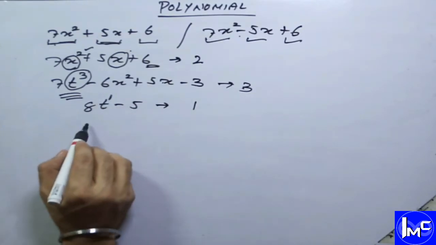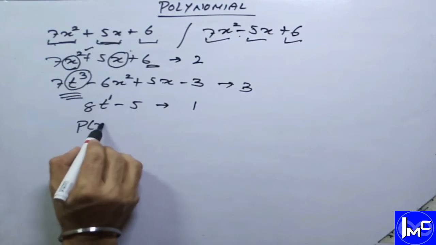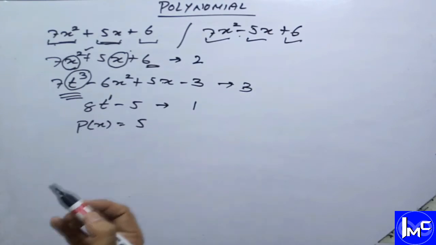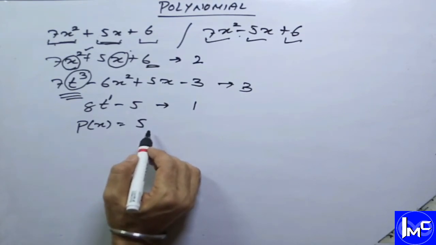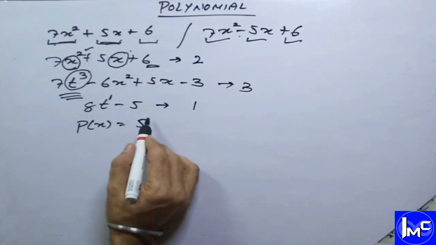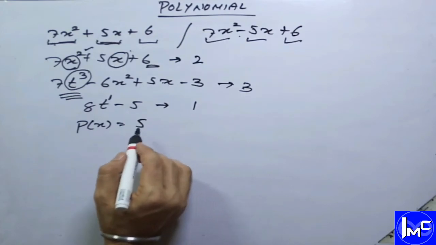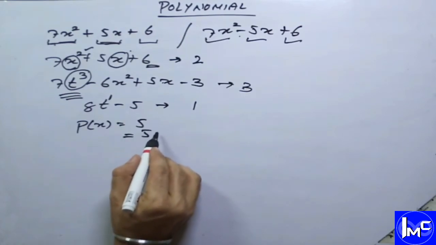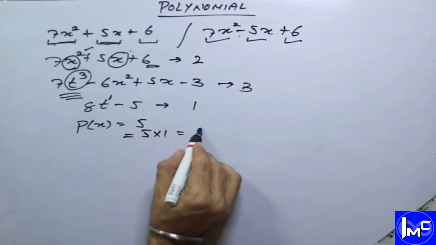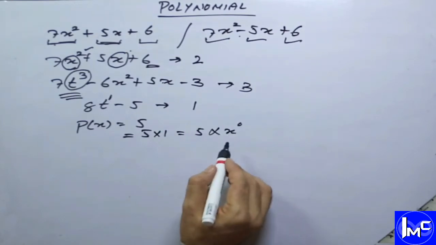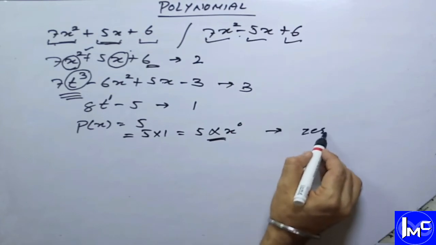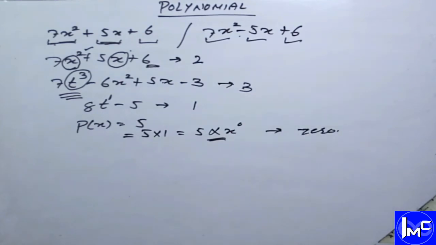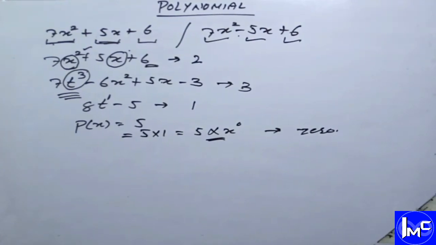And if I take polynomial p(x) is equal to 5, then I can see here is no variable, it is only a constant term, or we can write it as 5 into 1, and 1 can be written as x raised to power 0, so the degree of the polynomial will be 0. Further, we will skip to the classifications of the polynomial.